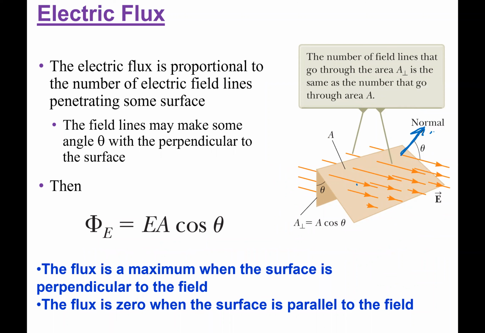So this will be my vector A because it's perpendicular to the surface. And you can see, right, this is the electric field still going through the area, but I tilt the area a little bit. So there is this theta between them. So in this case, this is then the general equation for that. That means EA times cosine of theta.